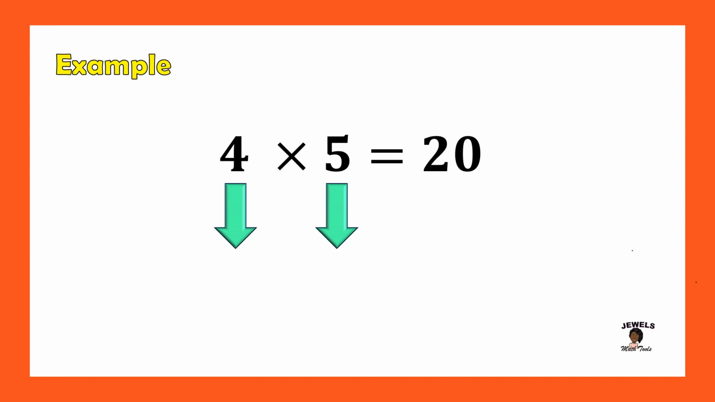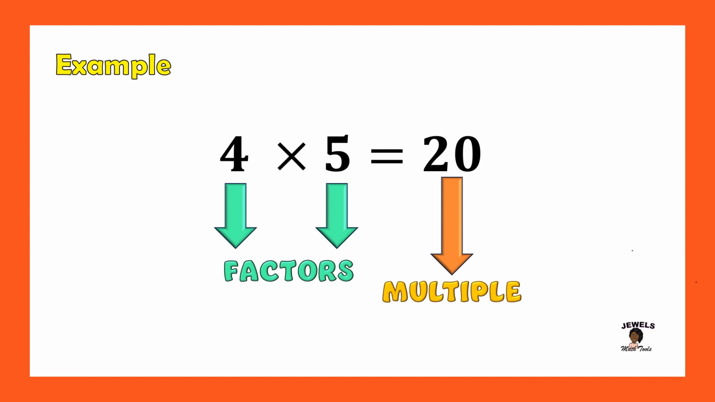So in our question that we have today, which is 4 times 5 equals 20, 4 and 5 are what we call the factors. Remember that we said the multiple is the product, which means that it's an answer to a multiplication of multiplying a number times another. So in this question, 20 would be what we call our multiple. So 4 and 5 would be factors of the number 20, but 20 would also be a multiple of both 4 and 5.